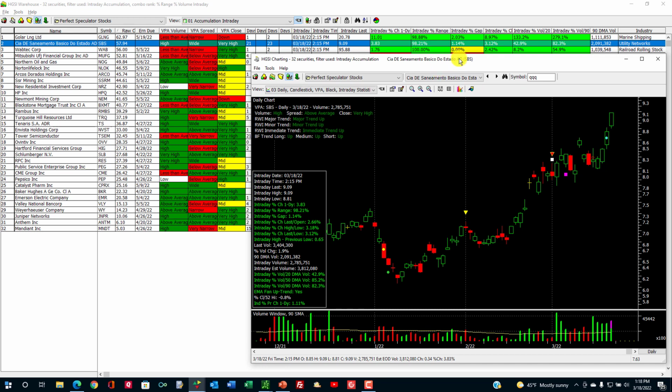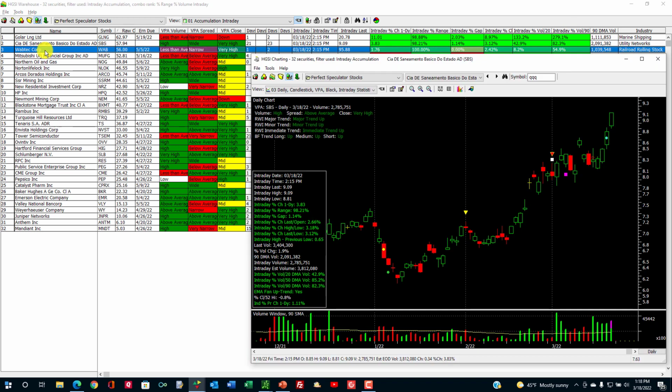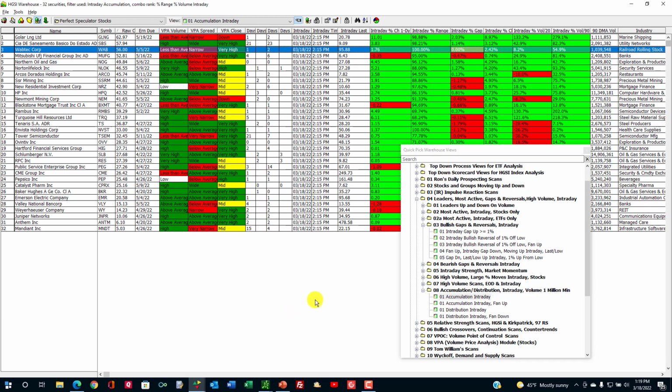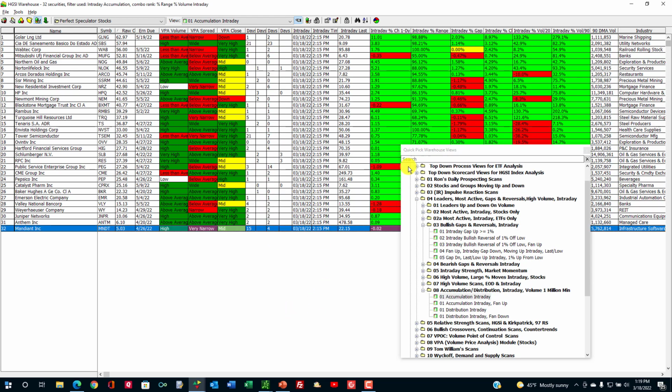Now when it opened and it started moving up, it appeared in this screen immediately. Let's look at SBS. Same thing. It's up, trading near the upper part of its range. It's up for the day. The volume is above average. Wabtec, same thing. It's at 100% of its daily range, and the volume's at 150% of normal. So consequently, it's near the top of the list.